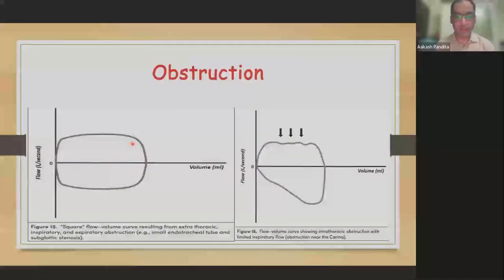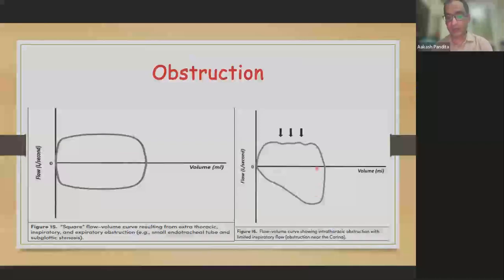Now, if there is an extrathoracic obstruction, for example, a small ET tube or a subglottic stenosis, this flow volume loop becomes like a square. That is, this is the graph which we see in extrathoracic obstruction. That is both during inspiration and expiration, the obstruction is there.